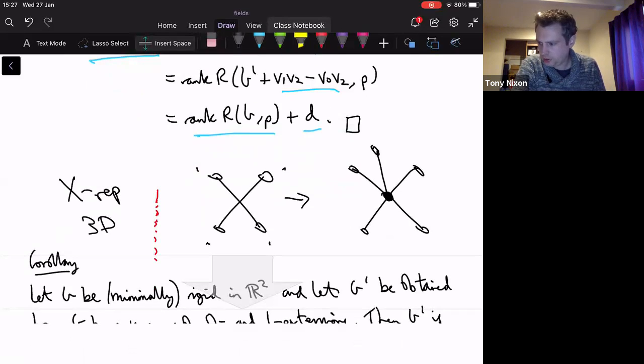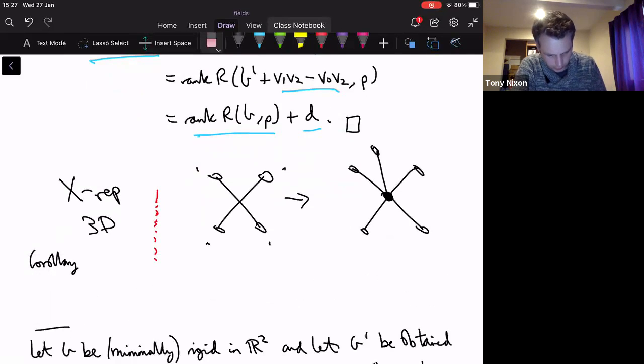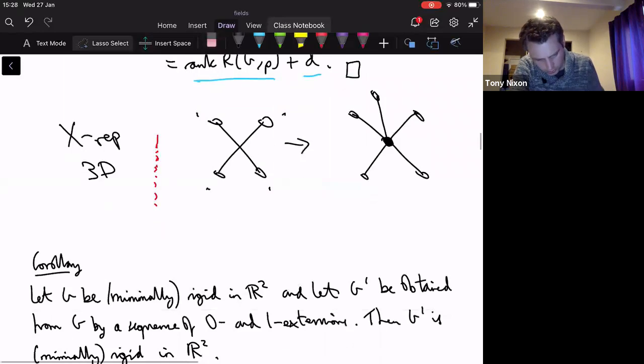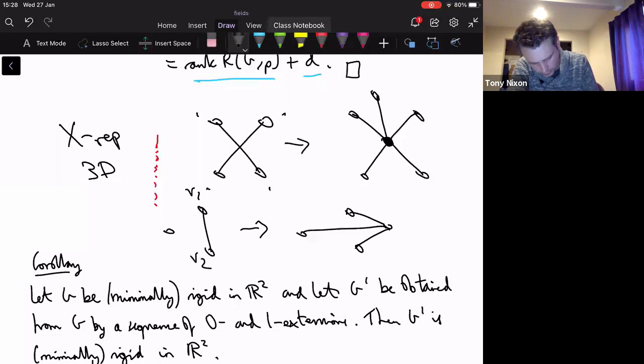So this is an argument that, oh, that didn't work. Sorry. Okay, so remember you're deleting this edge and you're then adding this. And let's just say we're in 2 dimensions to make it easy. So we're doing this operation. And this was V1, V2, V1, V2, V0.